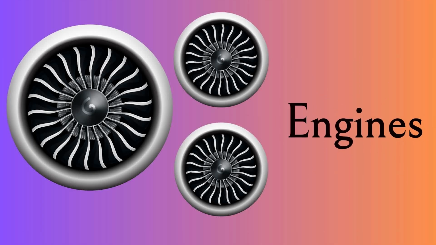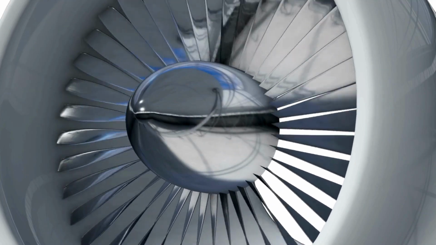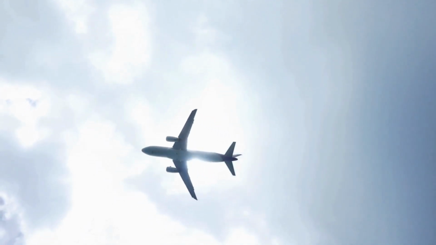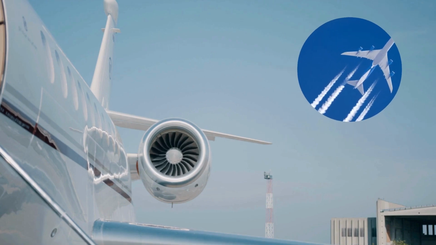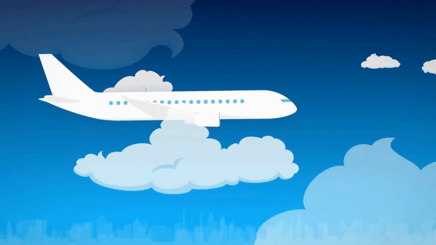Okay, kids, let's talk about the engines of an airplane. Imagine the engine of an airplane as the heart of the airplane. It gives the airplane the power to fly, just like our heart gives us the power to run and play. The engine of an airplane works by burning fuel. This creates a lot of heat and gas, which is then pushed out of the back of the engine. This gas being blown out pushes the airplane forward, just like when you blow up a balloon and let it go.